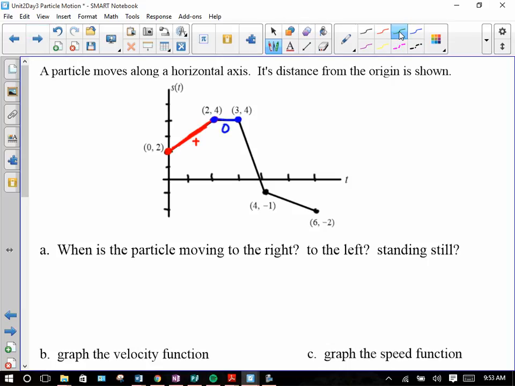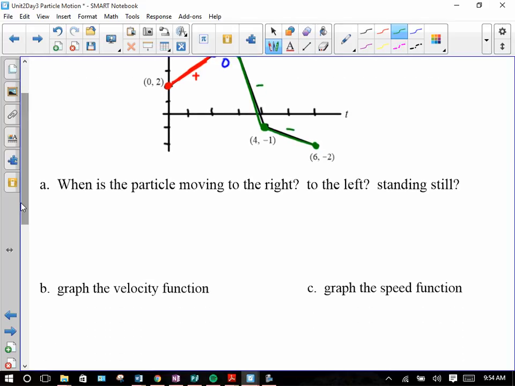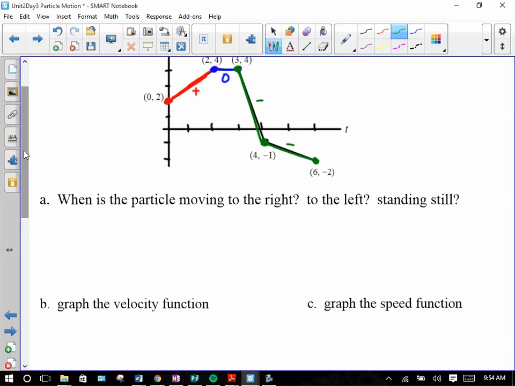From 3 to 4, we have a negative slope, and from 4 to 6, we also have a negative slope. So from 3 to 4 and from 4 to 6, the particle is moving to the left. When is the particle moving to the right? When the slope is positive, so from t equals 0 to t equals 2.